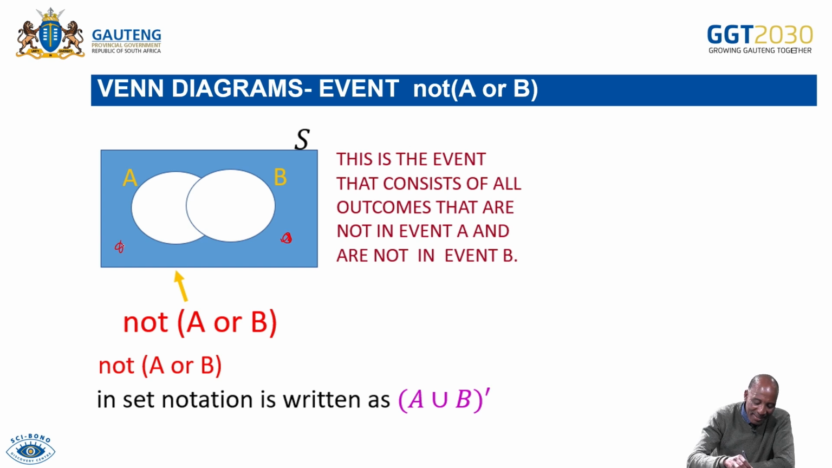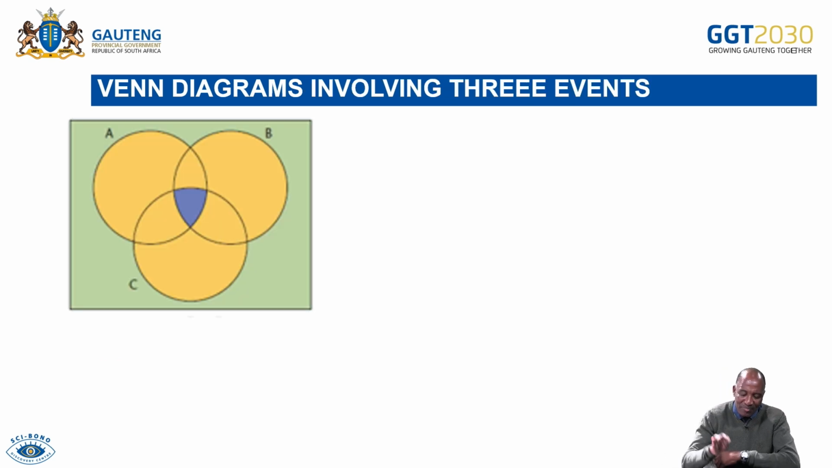You could be there, but you mustn't be inside A and B. That is read as not A or B, meaning it's A union B complement. A combined with B, but take outside. That's A union B complement.